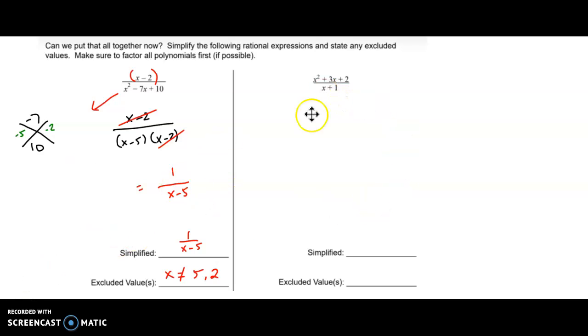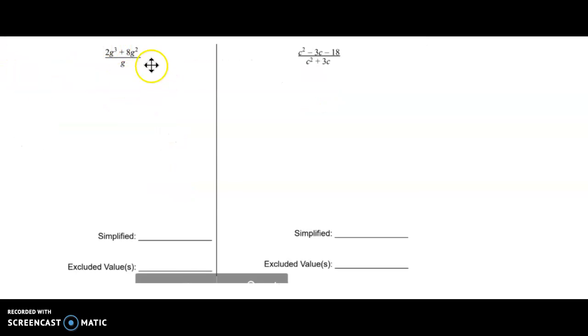Okay. For the sake of time, I'm going to skip this next one here, and let's do this one here. 2g cubed plus 8g squared. Now notice that's not a trinomial. And so what I told my class is you always want to try GCF first, right? So up here, we do have a GCF of what goes into 2 and 8. That's going to be 2.